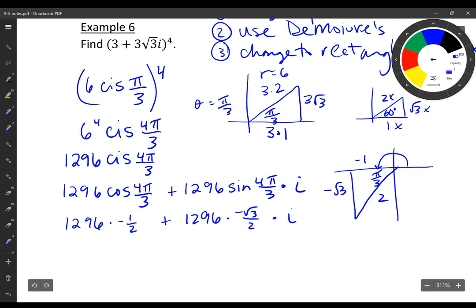And now all I have to do is simplify. So this is going to be negative 648 minus 648 square roots of 3i. So definitely, I think, more straightforward even than using Pascal's triangle and having to multiply all that out, especially with a square root.